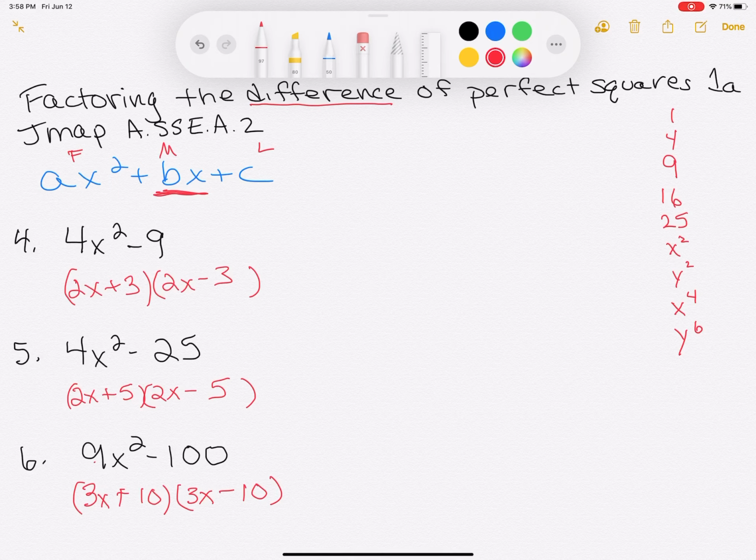There we go. So there's one more video that we're going to do a couple problems of difference of perfect squares combining with another strategy.